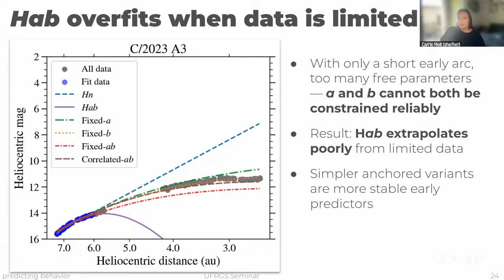And so we then tried our variants of the HAB model to see if those would be better, even though maybe not for characterization of the whole curve, can they be better used to make these predictions?